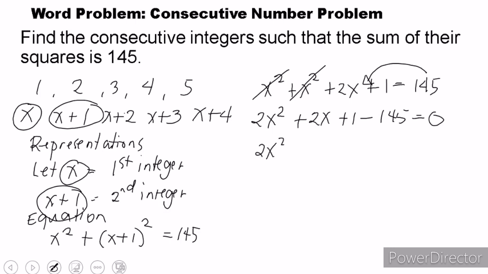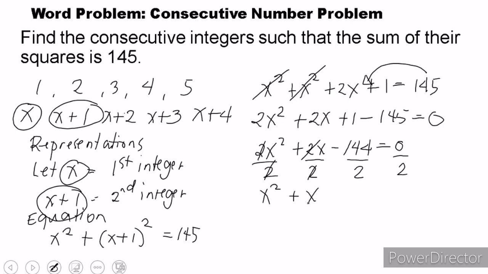So, we have 2x squared plus 2x. 1 minus 145 is negative 144, equals 0. So, kung mapapansin nyo, they are all divisible by 2. So, we can divide them all by 2. Yan. So, cancel na to. Ang matitira na lang ay x squared. Cancel na din yon. Ang matitira na lang ay positive x. Yung negative 144 divided by 2 is negative 72. 0 divided by 2 is 0.